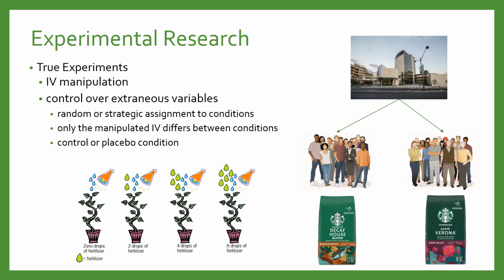You would need to have factory workers randomly or strategically assigned to conditions in an effort to evenly distribute any pre-existing individual differences between conditions that could maybe influence the results and become a confound, like motivation or years on the job or age or even caffeine tolerance, right? You want to evenly distribute those characteristics between your two conditions.